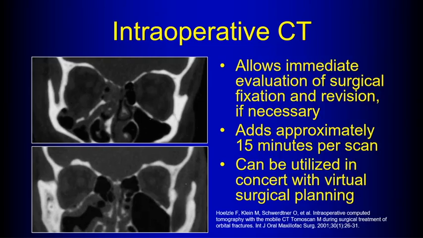So finally, I'll talk a little bit about some of the newer innovations that the surgeons are using for fixation of facial fractures, and one is intraoperative CT. This allows them to immediately evaluate their fixation, so they can look where they've placed their plate and screws or mesh, in this case from an orbital blowout fracture, and it allows them to revise it if necessary prior to closing, so they don't have to come back to do it on a second OR visit.